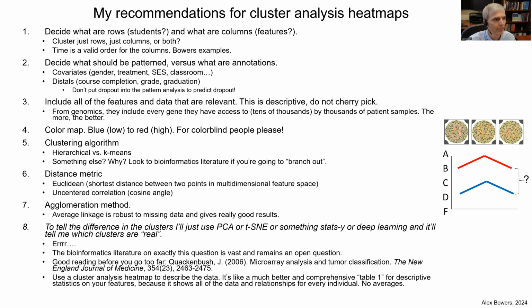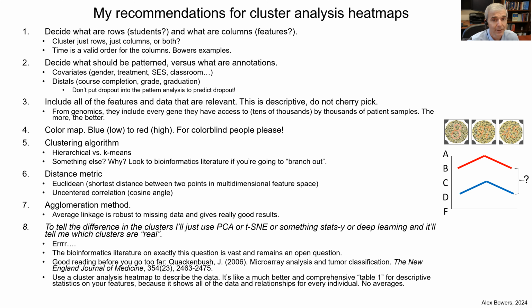So what are your covariates? Like gender or sex, treatment, SES, classroom, distals, course completions, grades, graduation. Remember, don't put dropout in the pattern analysis to predict dropout. As we all know, in trying to make machine learning predictions, putting your outcome in as a predictor is usually seen as bad practice for a variety of really good reasons. So please don't do that. Be really cautious about thinking about what should be an indicator. What are you patterning versus what are the relationships that you want to see outside of those patterns.